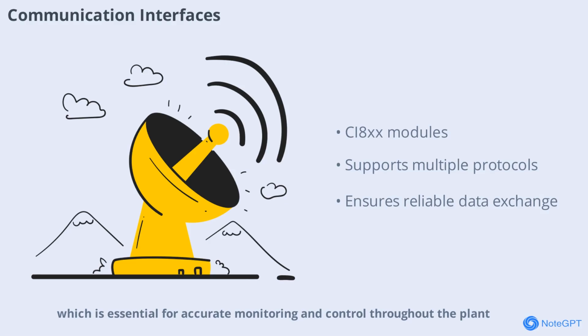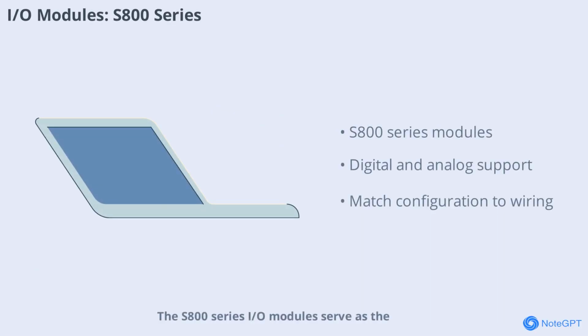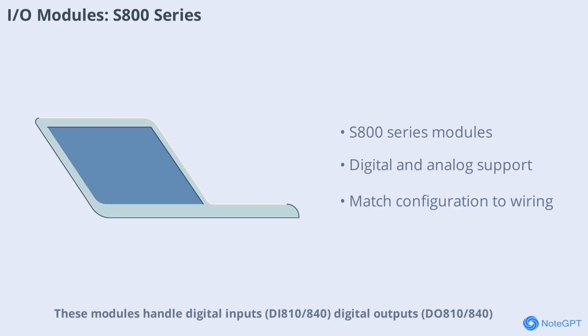S800 series I/O modules serve as the physical interface between your control system and the field. These modules handle digital inputs, DI810-840, digital outputs, DO810-840, analog inputs, AI810-845, and analog outputs, AO810-845. Each module type is designed for specific signal types, ensuring accurate data collection and control. When studying your project, verify that all I/O modules are correctly mapped to their respective field devices and that the configuration matches the wiring diagrams provided by the design office.